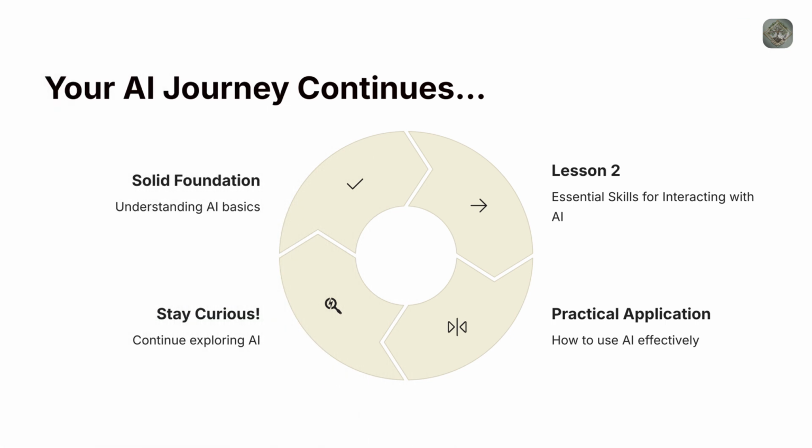Fantastic work completing Lesson 1. You've successfully built a solid conceptual foundation for understanding AI. Now that you know the what and why of AI, our next step is to explore the how, specifically how you can interact with AI effectively. In Lesson 2, we'll dive into the essential skills needed to leverage AI tools practically. We'll move beyond definitions to focus on the competencies that will truly empower you on your AI journey, like prompt engineering and critical evaluation. I encourage you to stay curious, reflect on what you've learned, and get ready for Lesson 2.